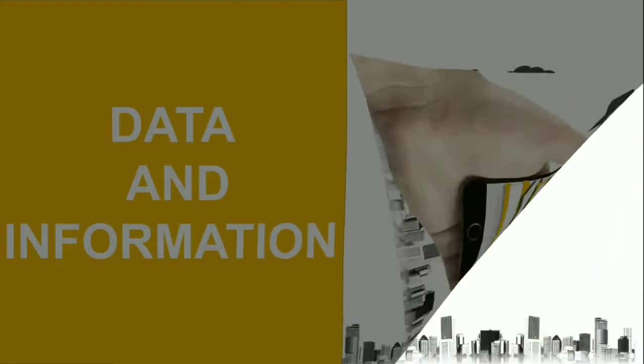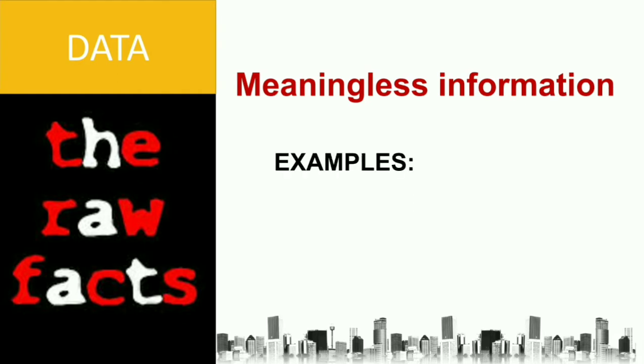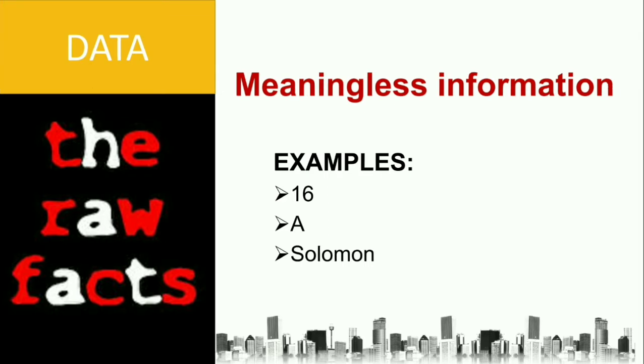So first of all we should know what is data. Data means the raw facts, so it is meaningless information. For example, data can be a number, a character or group of characters, that is string. It can represent the age of a person or phone number or ID, roll number and so on, and it can be the name of a person, name of a place and so on. So all these are examples of data. So data is defined as an unprocessed collection of raw facts.